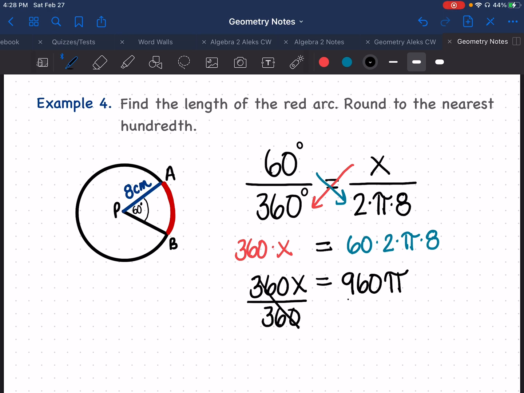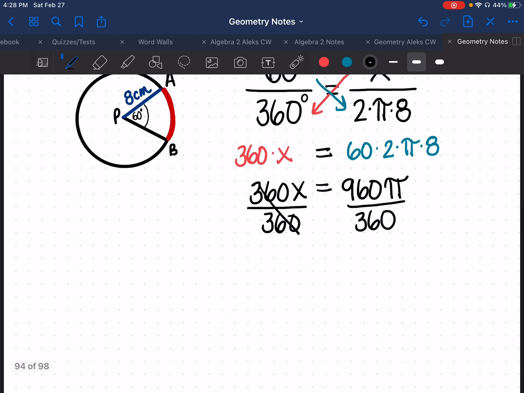And yes, we're going to go into our calculator and do 960 times pi. And it's your choice if you want to use 3.14 or the pi key. And then divide it by 360. And we end up with a decimal. But they're going to ask you to round. We're going to be asked to round. And if we round to the nearest hundredth, remember hundredth has 2 decimal places, so I count 2 after.